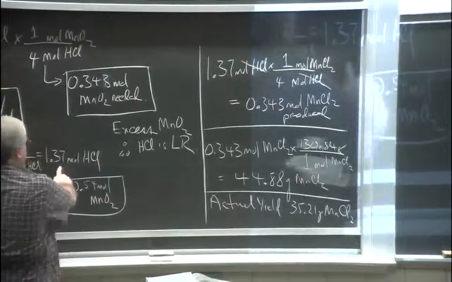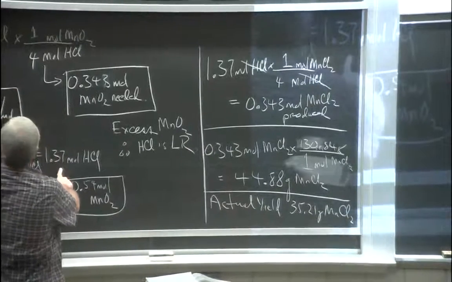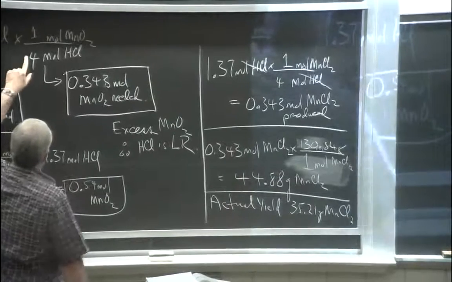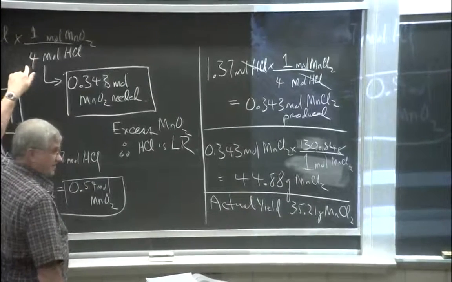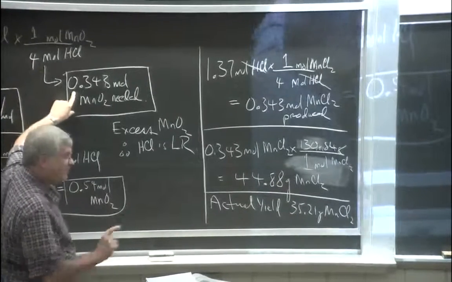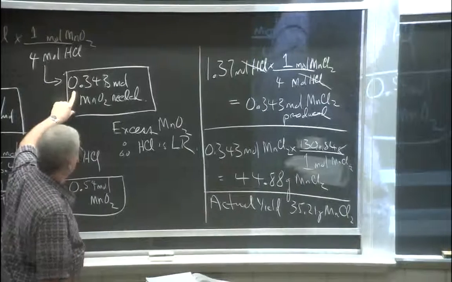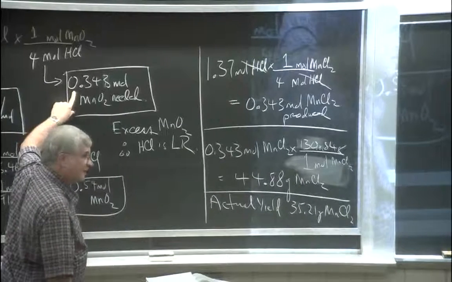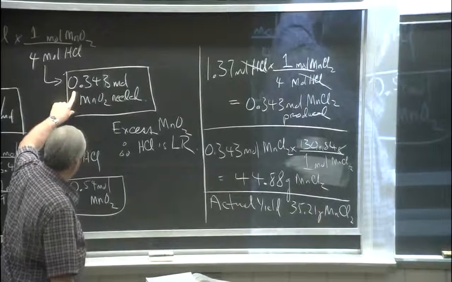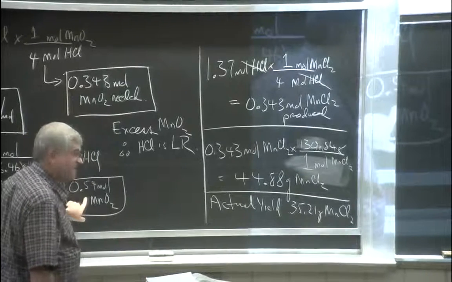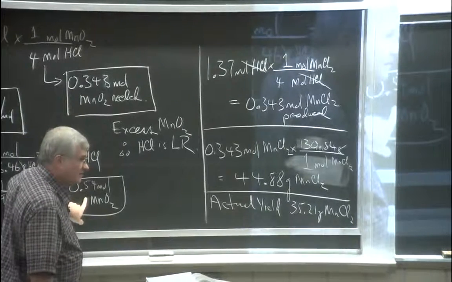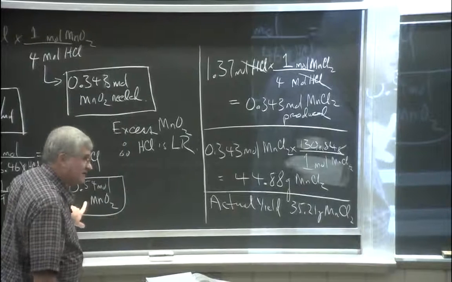Given 1.37 moles of HCl, we have a 4-to-1 ratio from the balanced equation. We only need 0.343 moles of manganese dioxide, right? Okay, but we actually have 0.54. So we have more than we actually need.